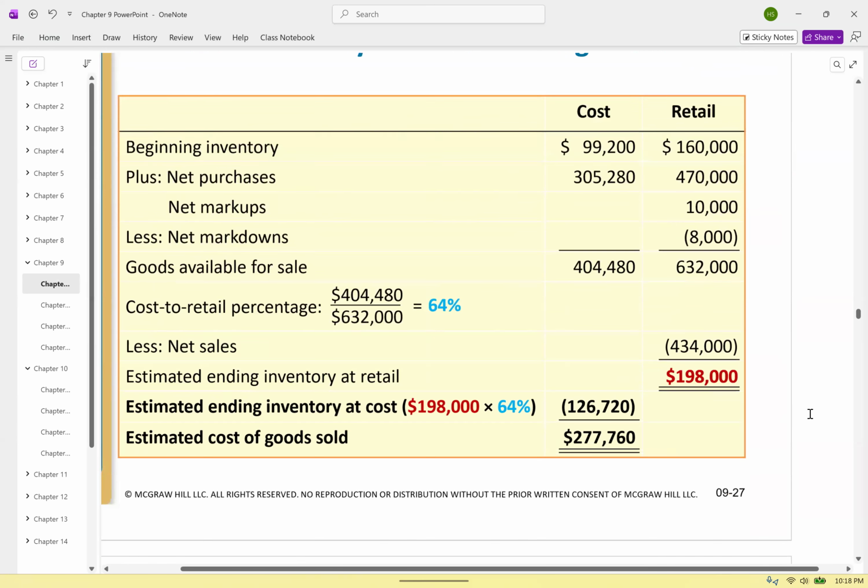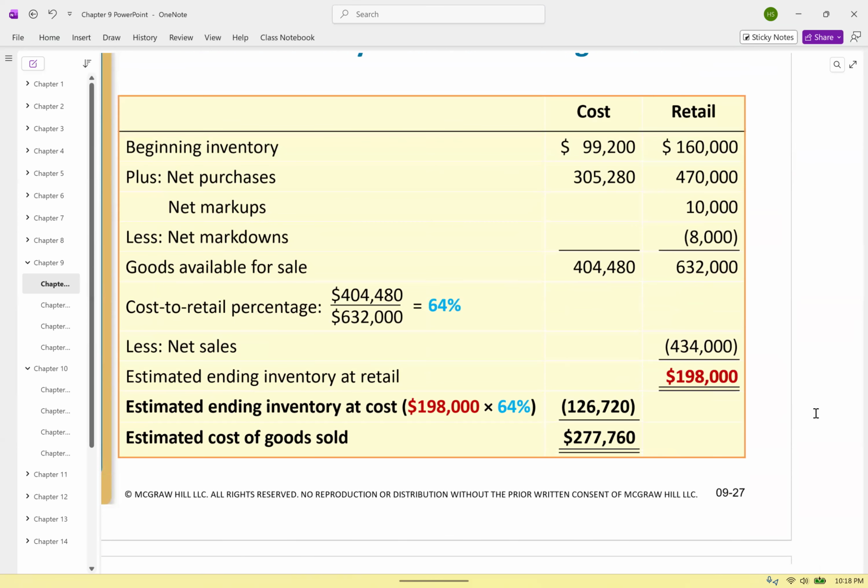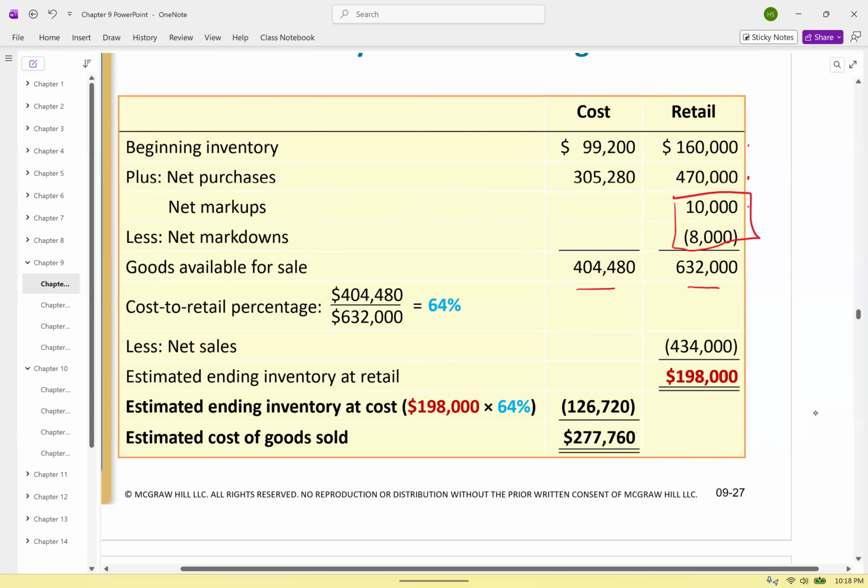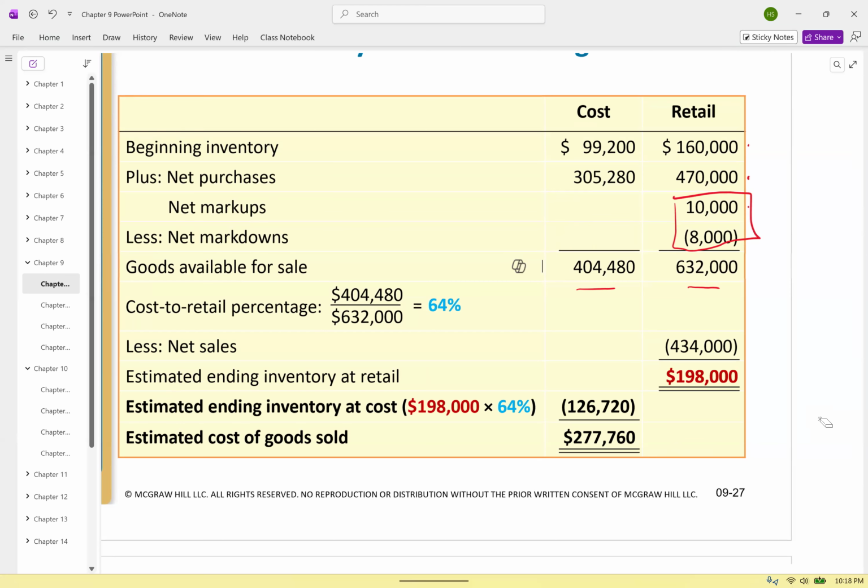And so we have our beginning inventory, which is very similar to the previous one. And then we have our net purchases. And then we have our net markups of 10,000, net markdowns of 8,000. And that gives us goods available for sale for cost and for retail. Notice that the net markups and markdowns were only over here on the retail side. Nothing happened here to cost because that's not what they're selling it for. So that's not going to be in there. There's not going to be anything in those blanks ever.